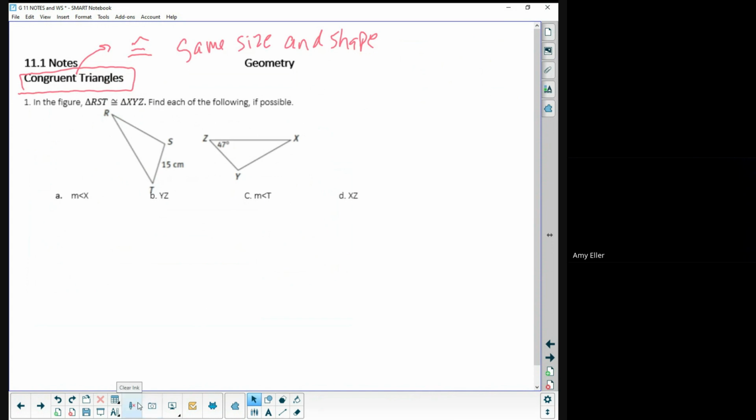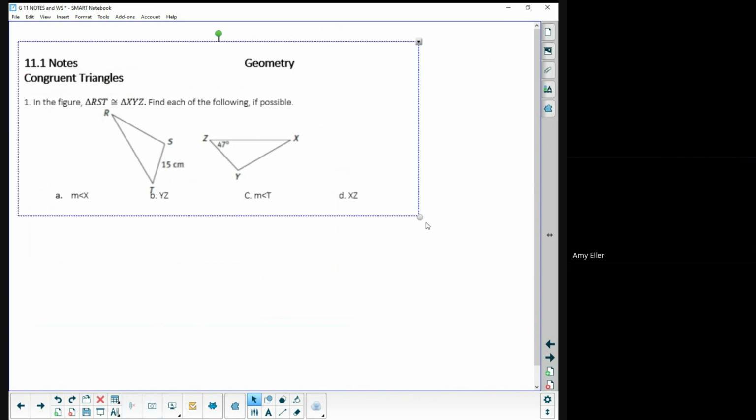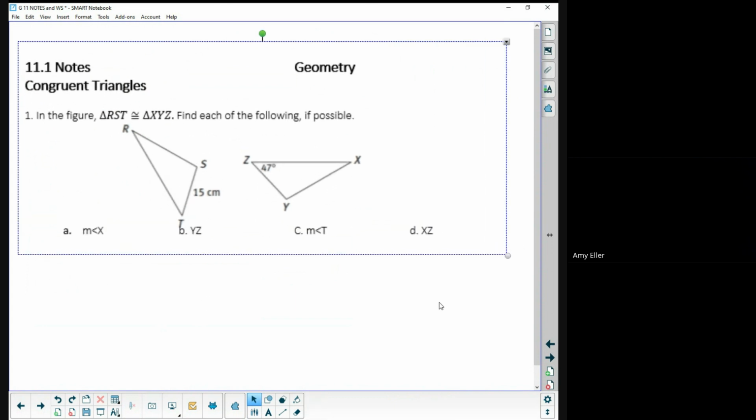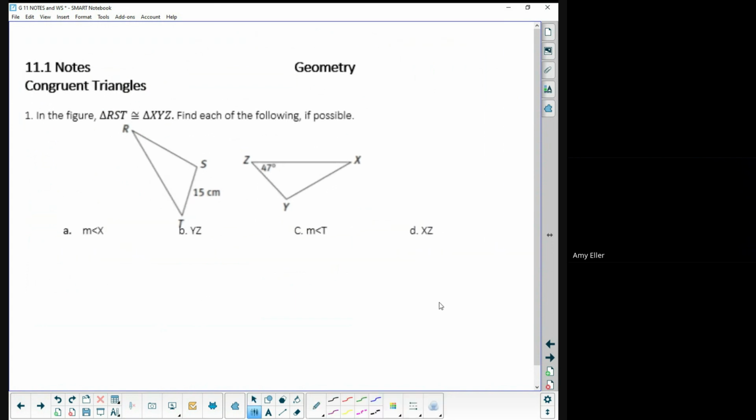Number 1. In the figure, triangle RST is congruent to triangle XYZ. This congruent statement is very important. It's telling me the order. It's telling me angle R is the same or congruent to angle X, angle S and Y match up or are congruent, etc., etc. So find each of the following if possible. We want to find the measure of angle X. How big is angle X if possible?